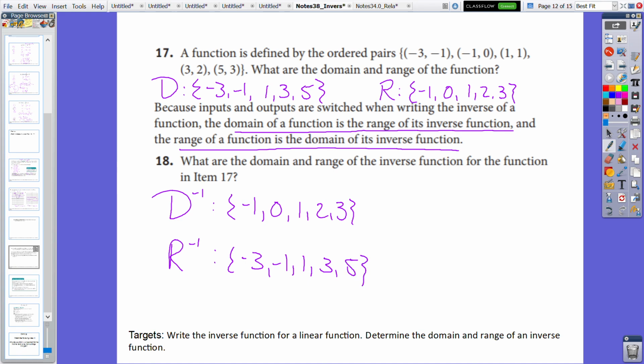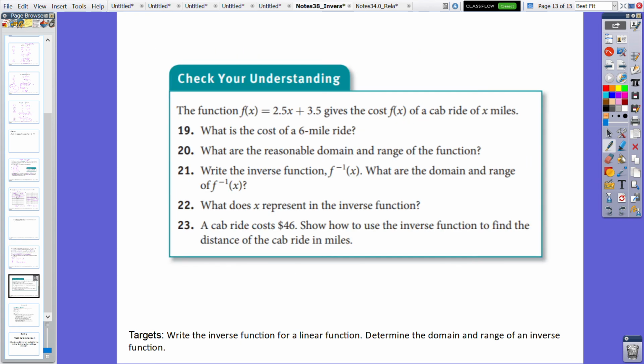What I want you guys to do at home is go ahead and do the check your understanding. We'll talk about the solutions to this, but think very carefully about what this means.